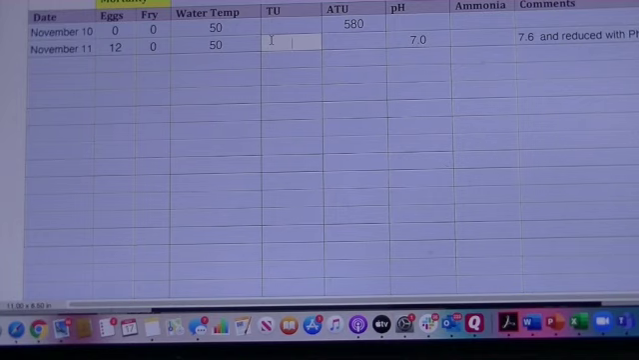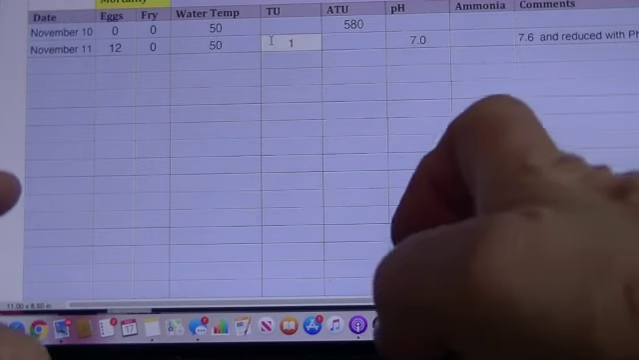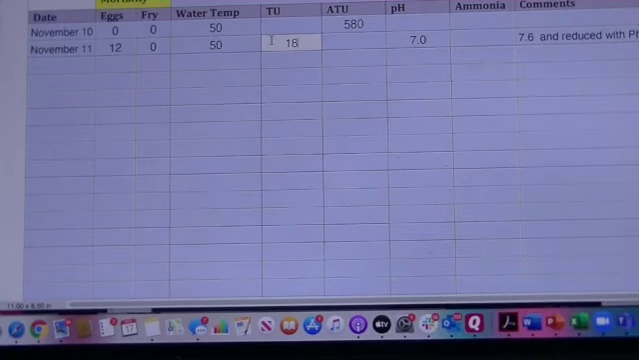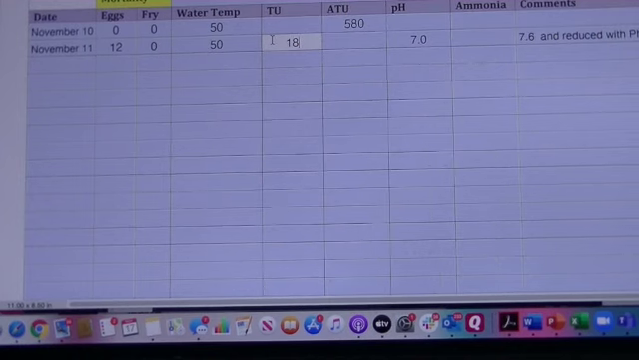That's great. So now with 50 degrees, which is what our tank is set at, how many temperature units would we have? If you answered 18, that's correct. So we're going to record 18 temperature units. Now temperature units help us determine how fast or how slow the salmon will grow.